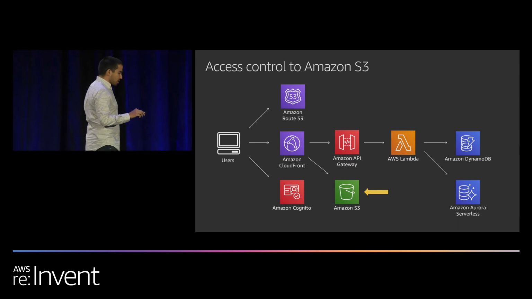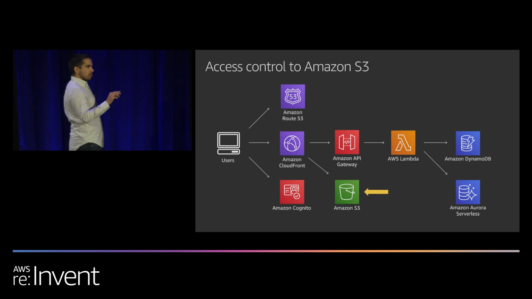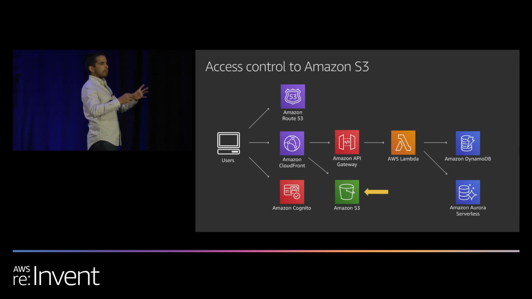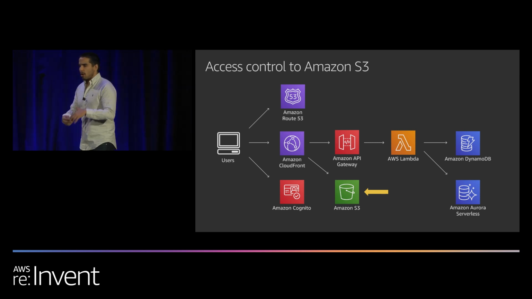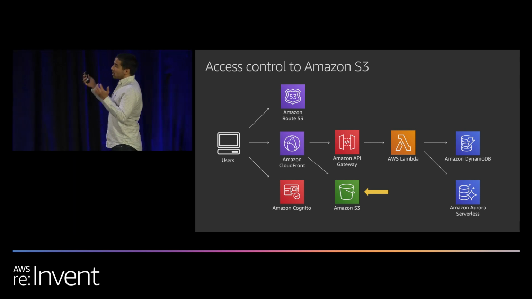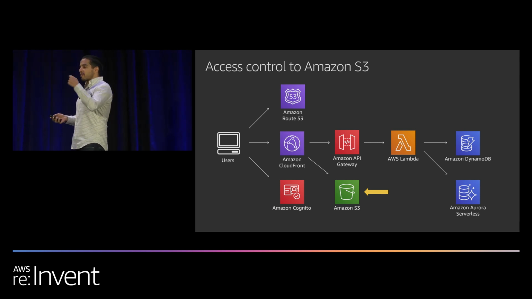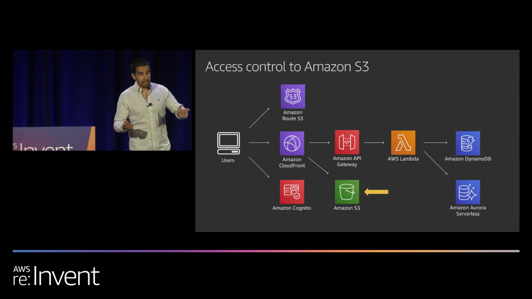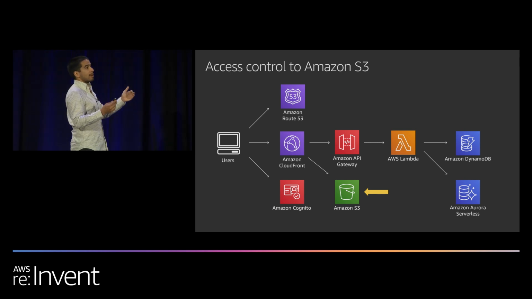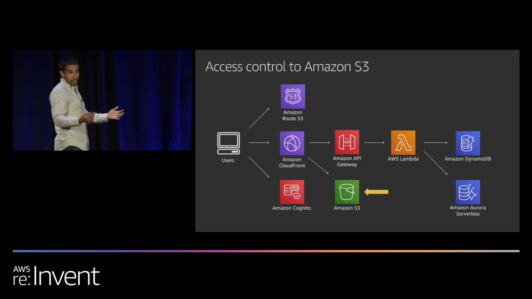S3 by default is private. So not only S3 buckets, but all the components inside the bucket, objects, lifecycle policies, websites, all of those things are secure by default. But just like everything in AWS, we want to give developers the chance to make them public. And sometimes they make mistakes.